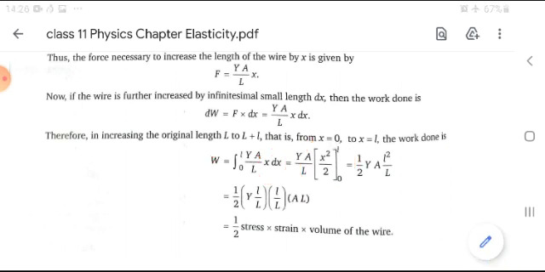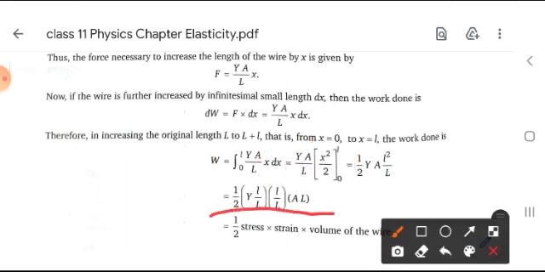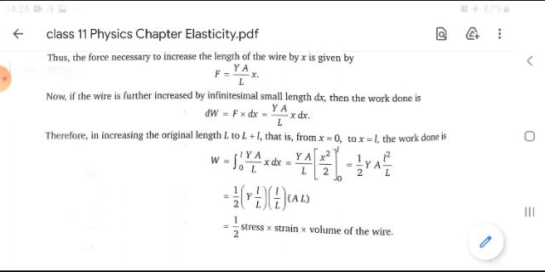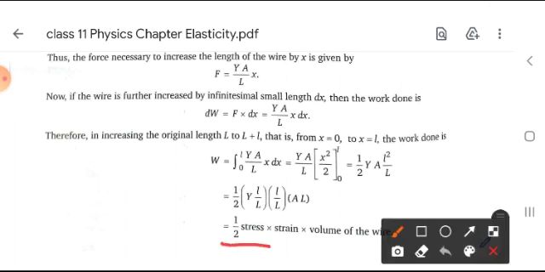So what comes here? 1 by 2 Y into L upon L into L upon L into AL. Why AL? Because capital L is multiplied in numerator and denominator. This is a notable thing here. In this line, capital L is multiplied in numerator and denominator. So this formula can be converted in this manner: 1 by 2 stress into strain into volume of the wire. Okay.